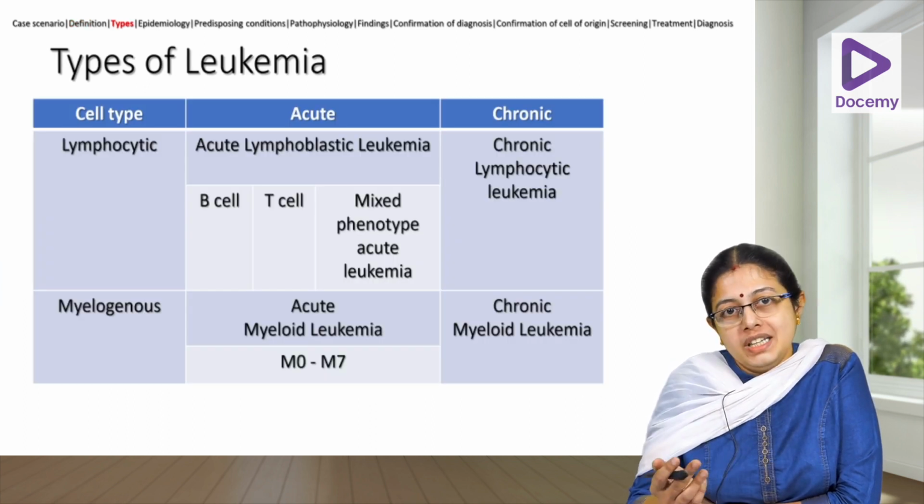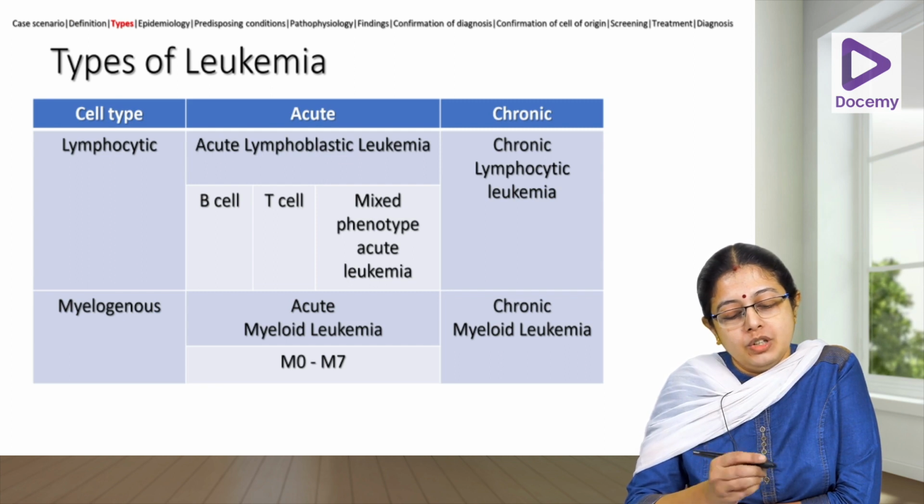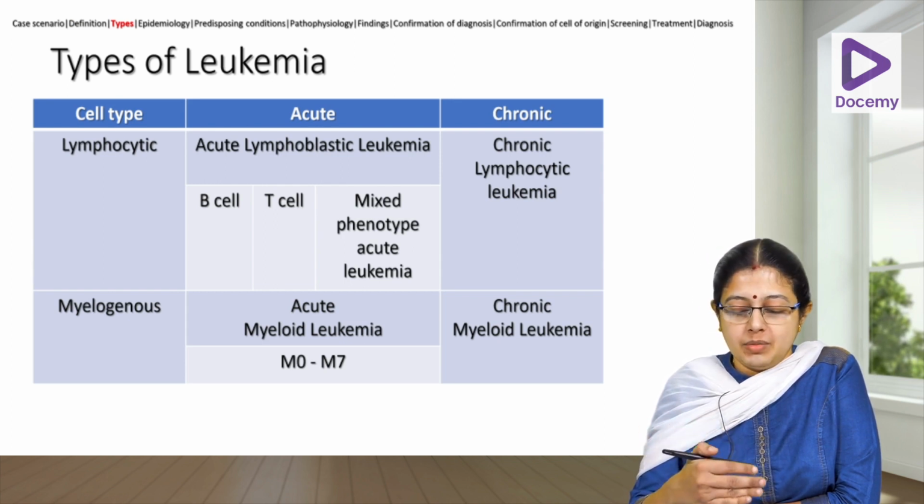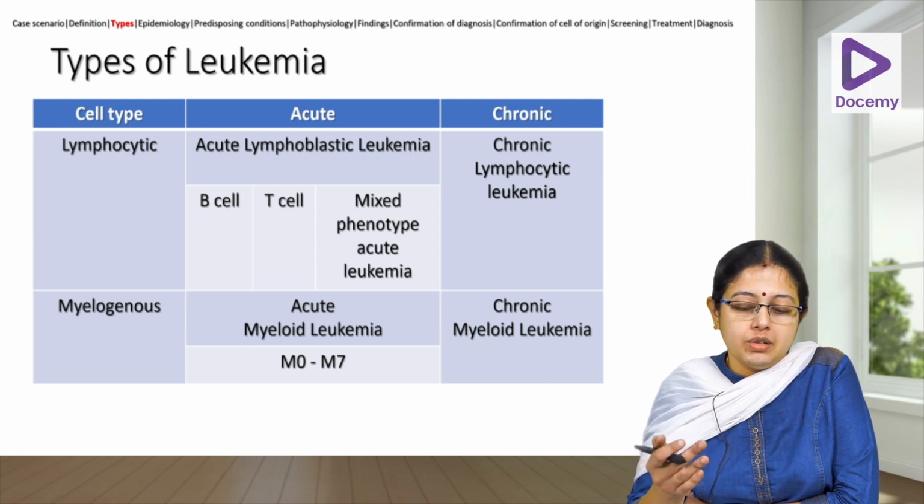Okay, so coming to the types of leukemia. Broadly, leukemia can be classified into lymphocytic and myelogenous. The lymphocytic leukemia could be acute lymphocytic leukemia or chronic lymphocytic leukemia, and the myelogenous leukemia could be acute myeloid leukemia or chronic myeloid leukemia.